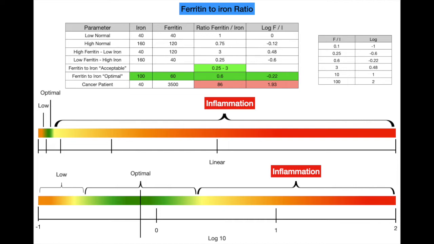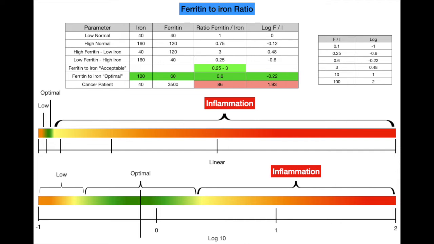But ferritin to iron optimal is going to be around 0.6 plus or minus a couple tenths. That's where you want to be. And then, just looking at our cancer patient with iron of 40 and a ferritin of 3,500, their ferritin to iron ratio is 86. We want it to be 0.6, not 86.